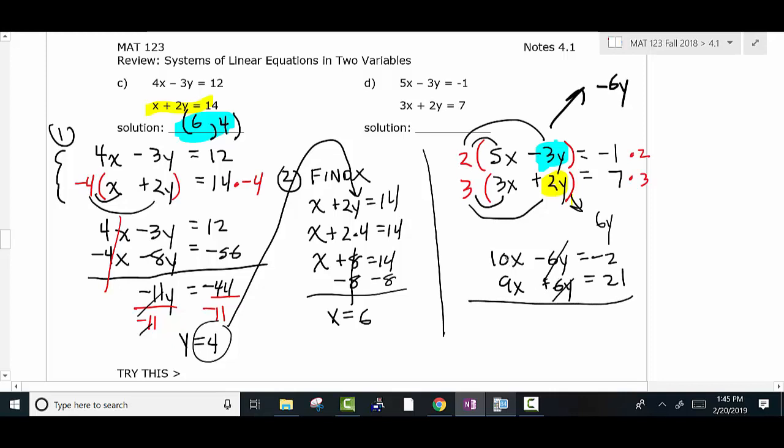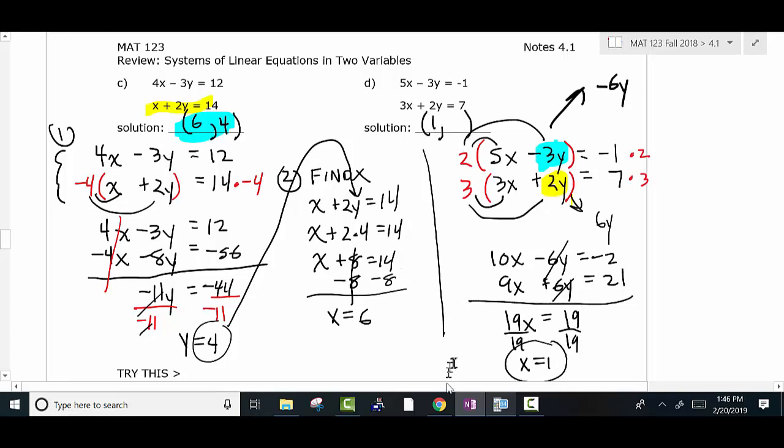The y's cross out. 10 plus 9 is 19x. Negative 2 plus 21 is 19. You can solve that in your head. So we get x equals 1. So that's the first part of your answer: x in your point is equal to 1. So we're going to get a solution on that.